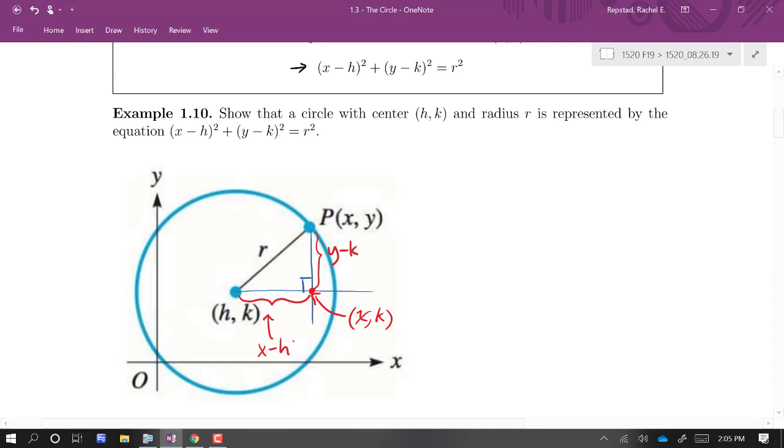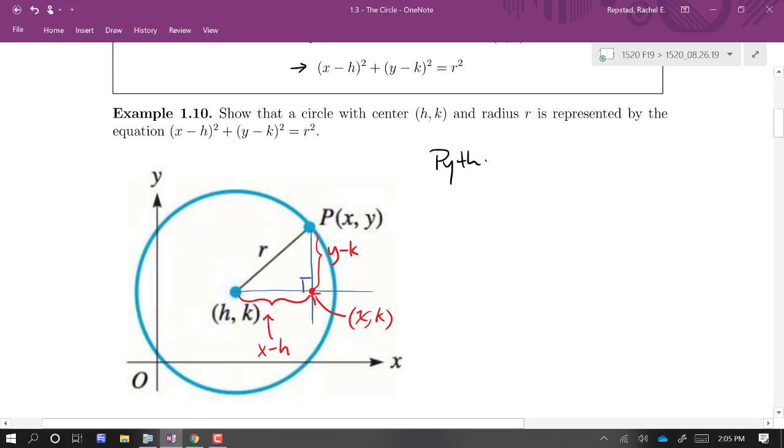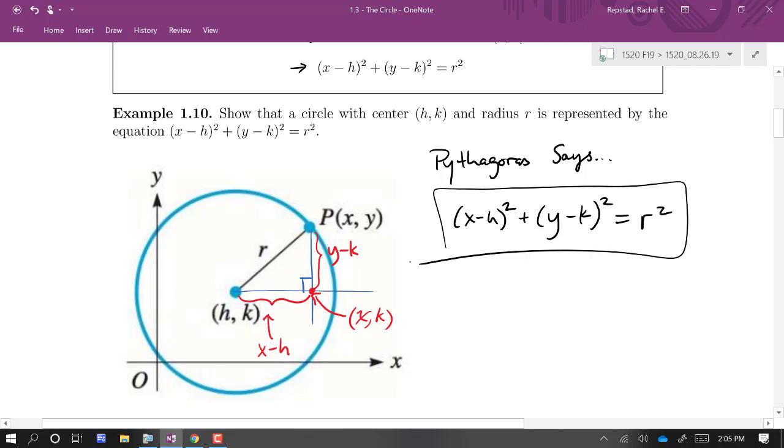Okay, now what are we going to use? Pythagoras, yeah. So Pythagoras says that if I take the sum of the squares of the two legs, I get the square of the hypotenuse. So that's (x minus h) squared plus (y minus k) squared equals r squared. Which is of course precisely the equation that appears in the definition above.